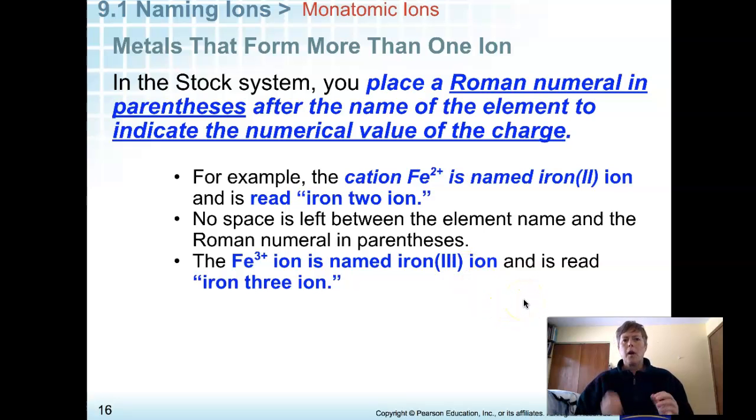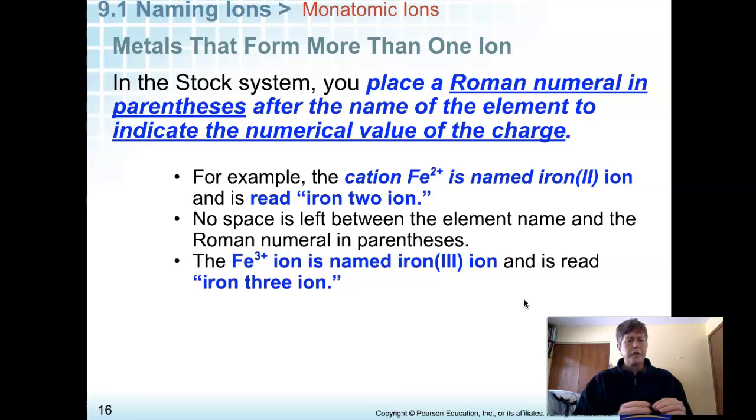These Roman numerals are only used if you have a metal that can have more than one charge. Again, pause the video, look at the back of your periodic table where the chart of the ions is, and you will see that iron has 2 charges it possibly could have. Lead is another one.